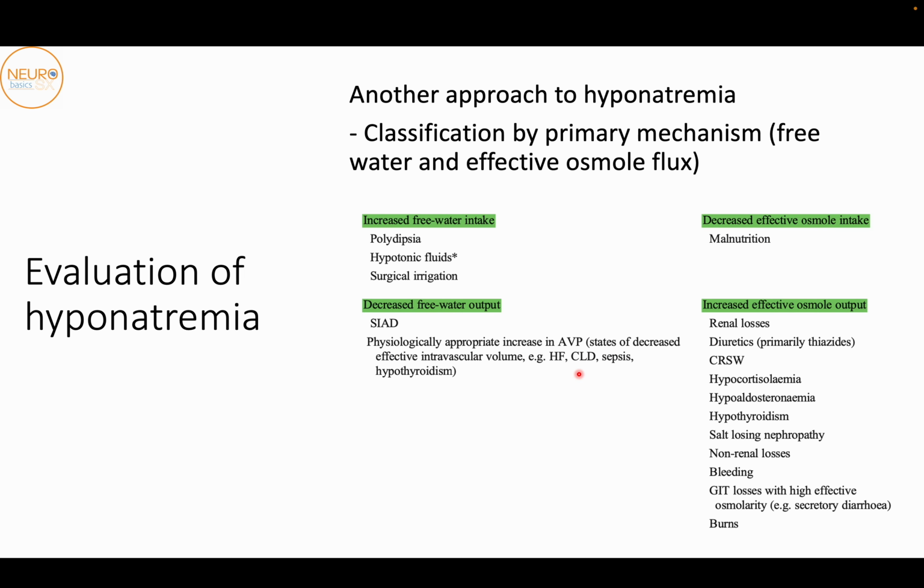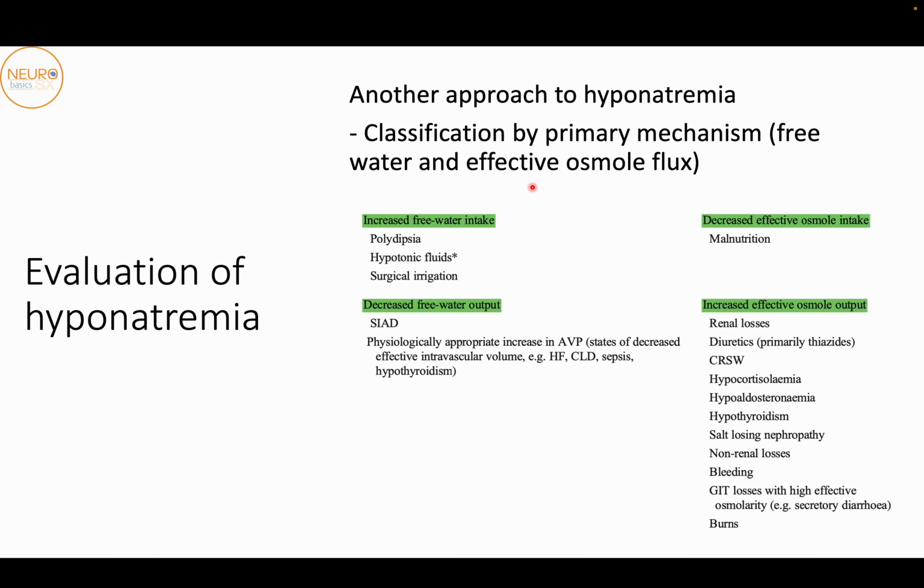Another approach to hyponatremia, rather than the one we discussed, where it's classified into isotonic, hypotonic, and hypertonic, is to classify it by the primary mechanism which is causing hyponatremia. To understand this, we have to understand that hyponatremia can either be happening because of changes in the free water levels within the body, or because there's a change in the effective osmol level within the body.